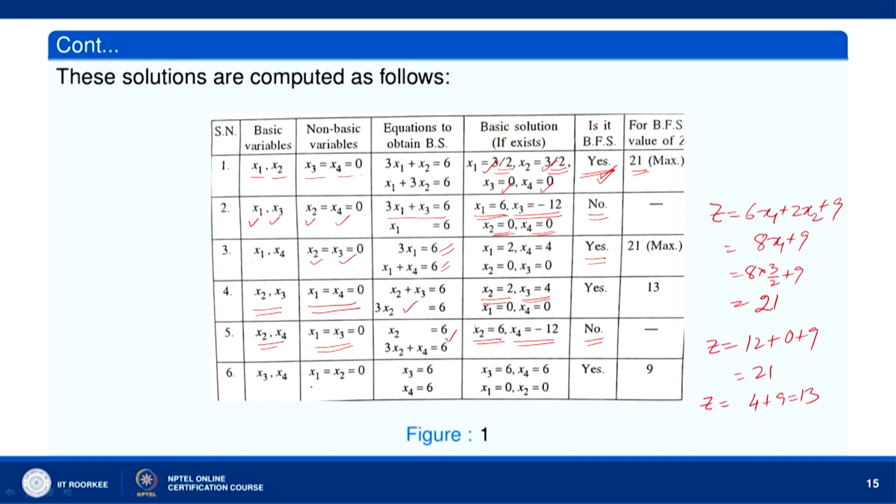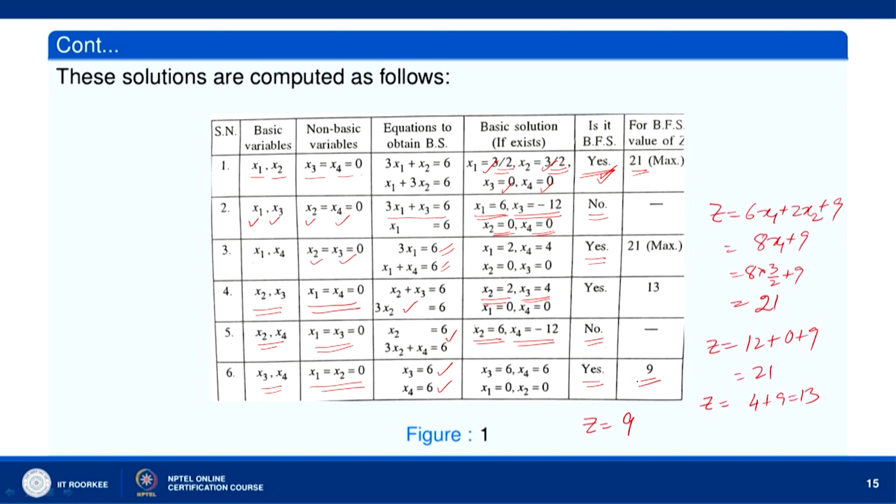Now, here x1, x2 are zeros, x3, x4 are basic variables, we get x3 equal to 6, x4 equal to 6, and so it is a basic feasible solution, but z comes out to be equal to 6x1 plus 2x2, x1, x2 are zeros. So, z equal to 9.